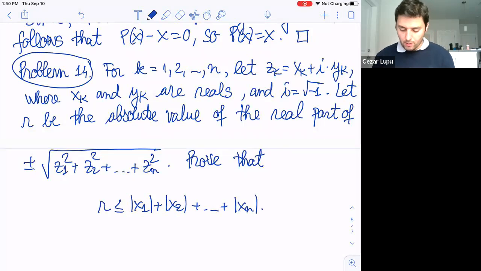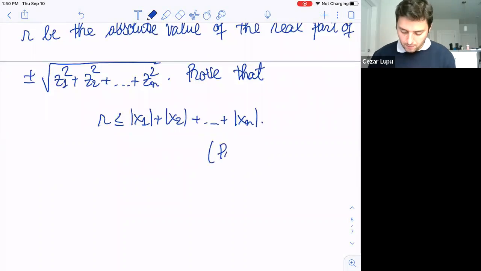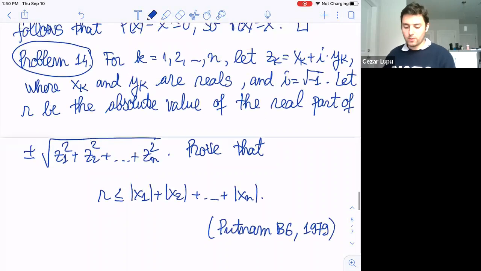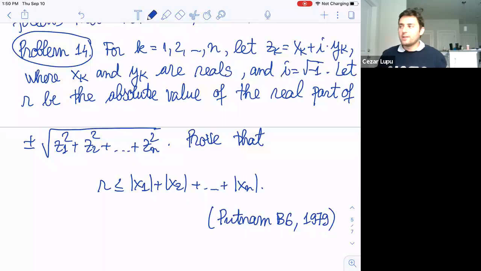Okay, so that was Putnam B6, 1979. I want you to look at it. In fact, it looks more scary than it actually is. But let me translate this for you.